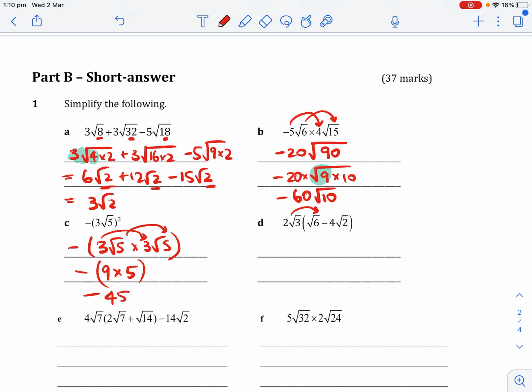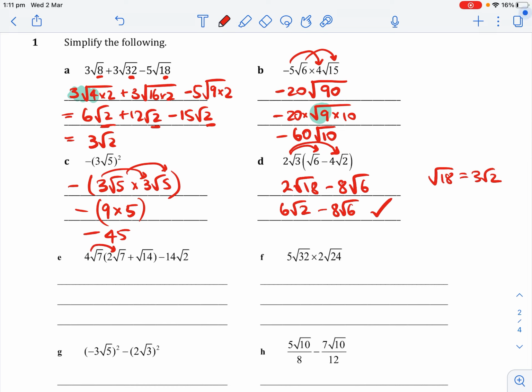When I expand brackets, I use the distributive law, I times the number out the front by each part individually. So this becomes 2 root 18 minus 8 root 6. And then now the square root of 18 can be simplified: square root of 18 equals 3 root 2. So this becomes 6 root 2 minus 8 root 6. And because they're not like surds, I cannot go any further. All right, that's where I stop.